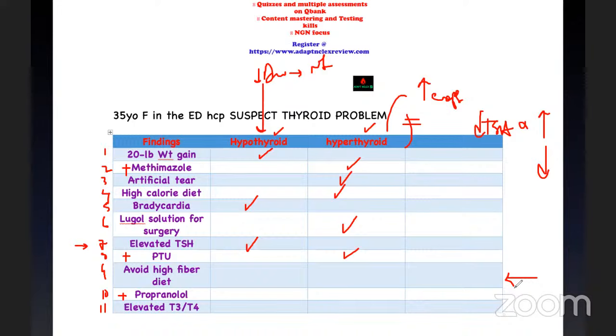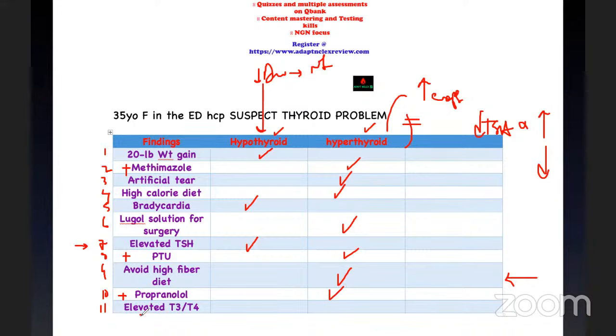Hyperthyroid. And propranolol is a beta blocker. It's going to block it. Hypothyroid is bradycardic. You cannot give it to them. So propranolol goes to hyperthyroid. And then TSH, T3 elevated is going to be hyperthyroid.